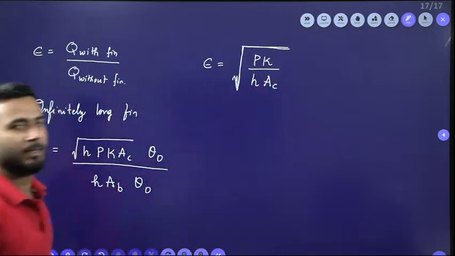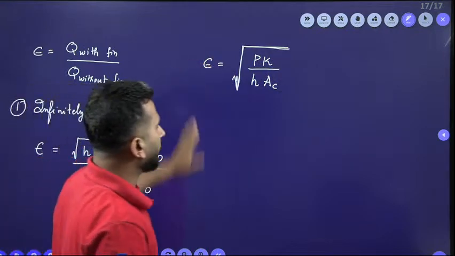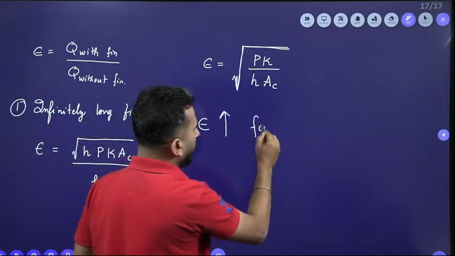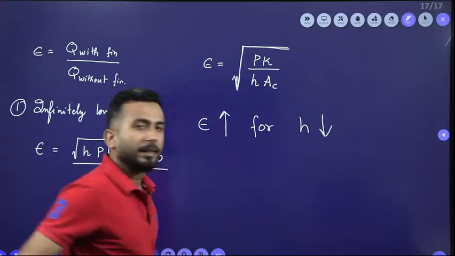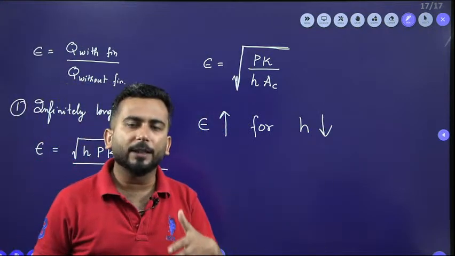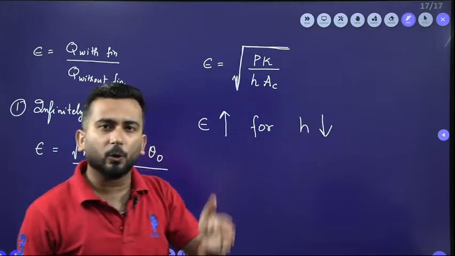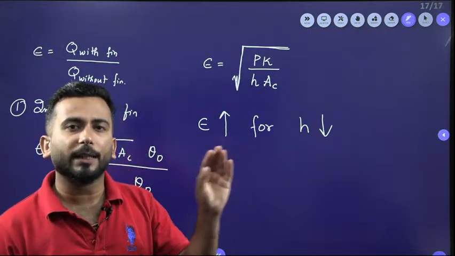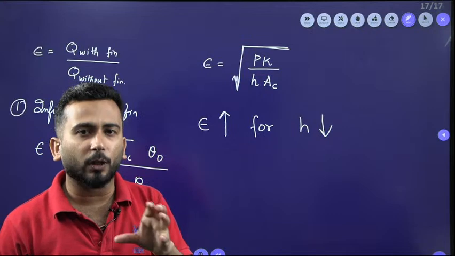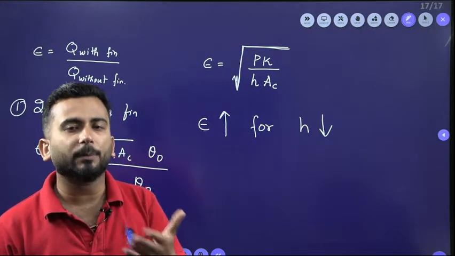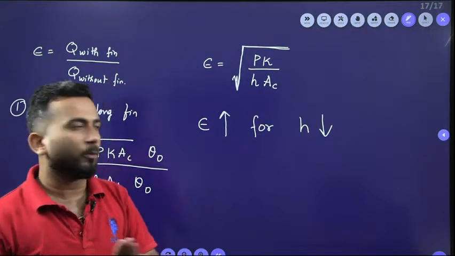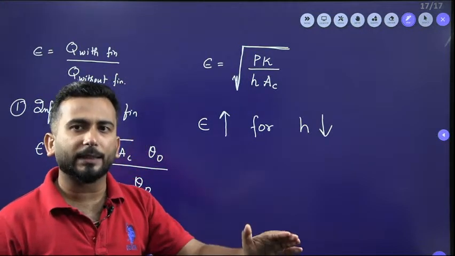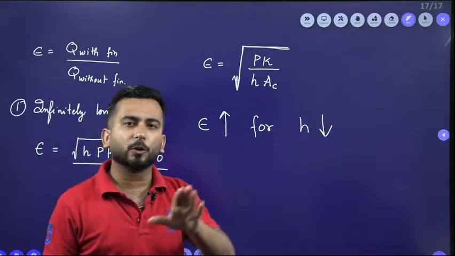What do we learn over here? Effectiveness will be higher for low H. That means we will install fin in those conditions where H is low. Where H is high, there is no use of putting extra cost into installing fin. This fin that you are installing, you have to put in some extra cost. That cost you can save when H is already high. So we will install fin only in those places where the heat transfer coefficient is low.